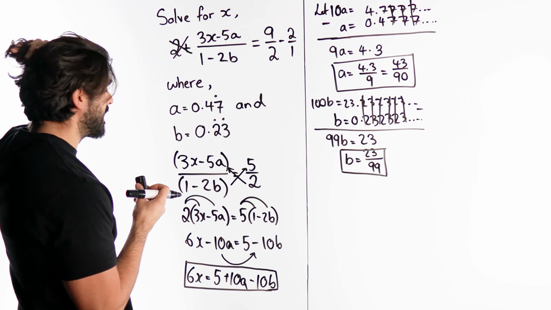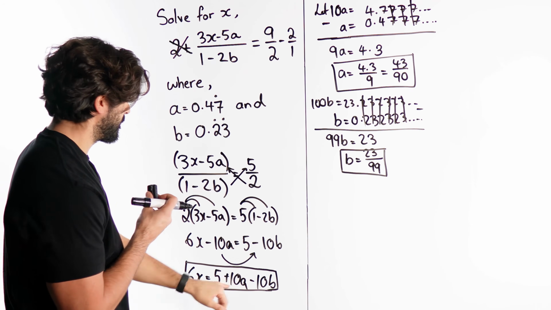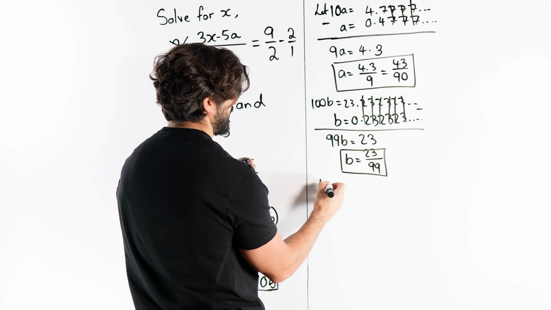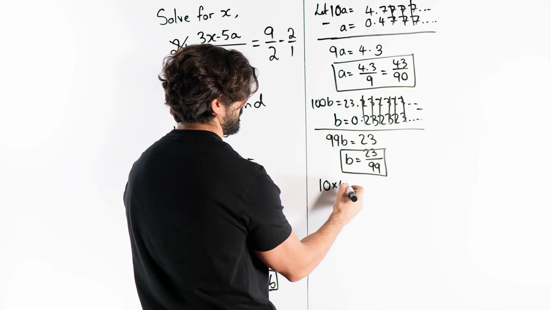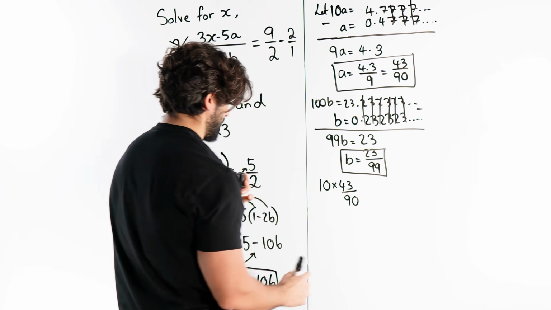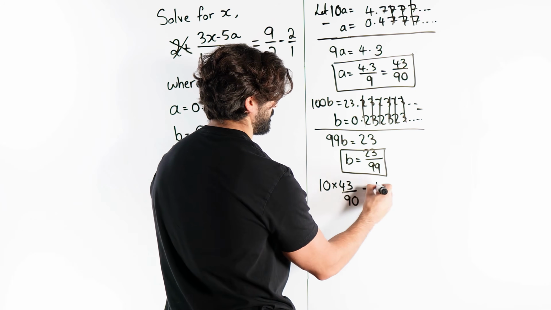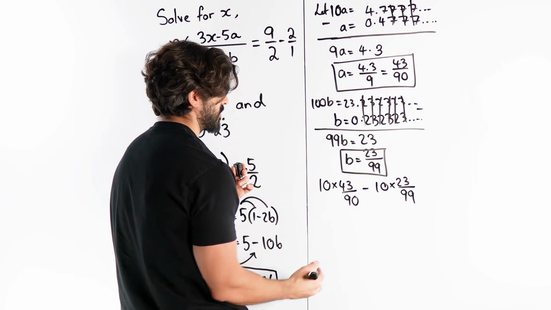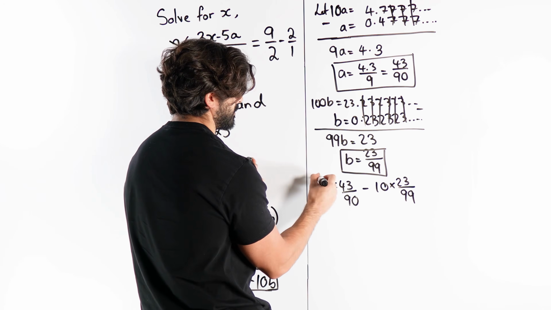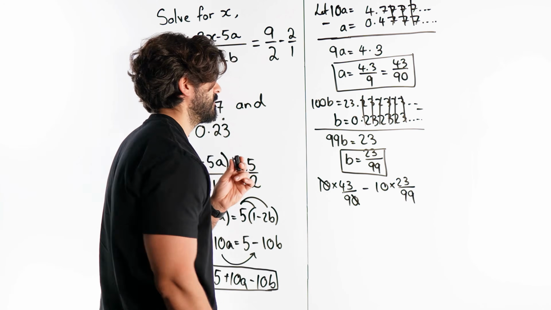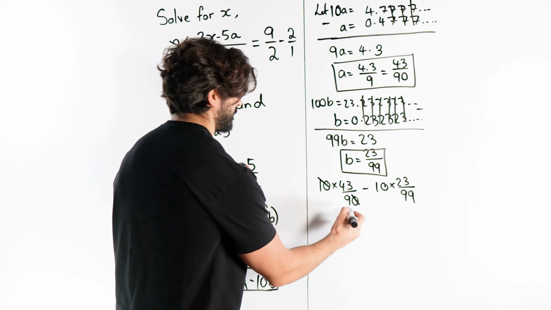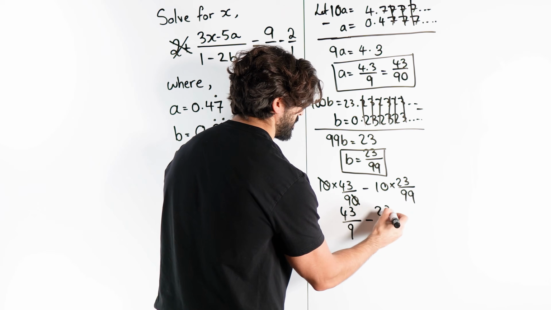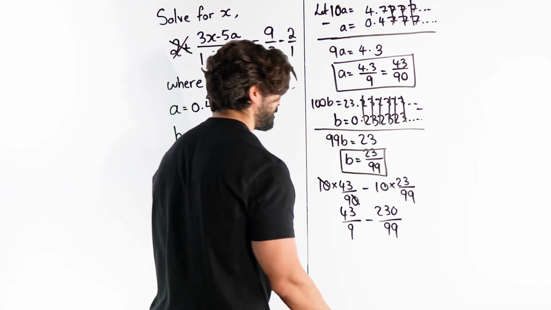Anyway, we have 10A minus 10B. We'll do that bit first, and then we'll add 5. So we're doing 10 times A, and then we're subtracting 10B. Alright, here we can cross cancel. Here 10 goes into both numbers, so we get 43 over 9. Over here nothing happens. So we're left with 43 over 9, subtract 230 over 99.